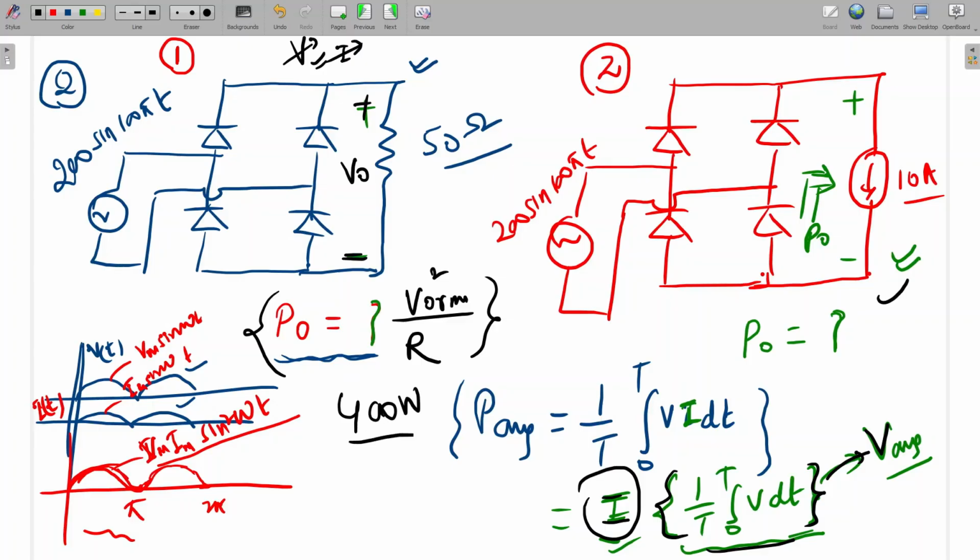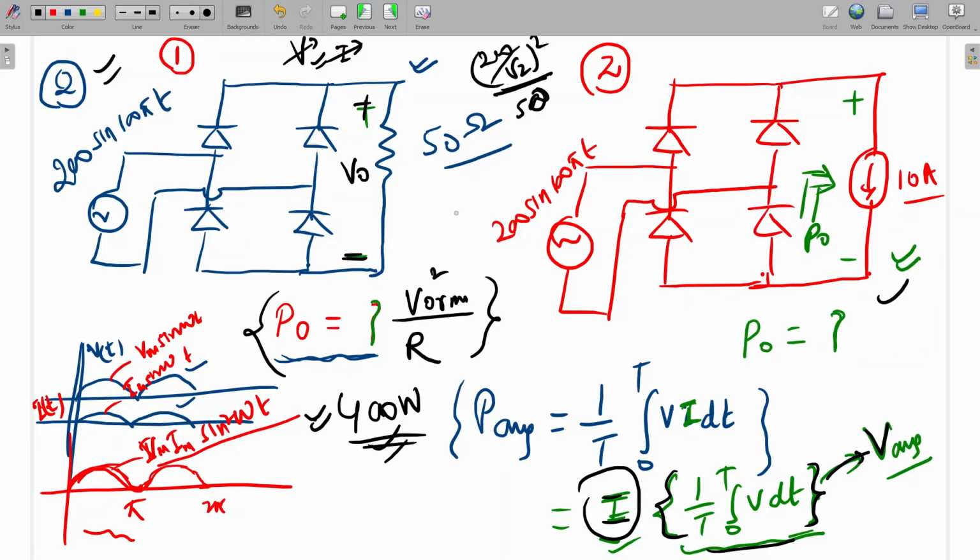VRMS is nothing but 200 by root 2. Here the maximum value is 200. So this will be (200 by root 2) whole square by 50. So this will be 400 watt. With this, VO RMS is 141.421 volts. So 400 watt is the correct answer. This is also a previous year GATE question. So this is a fundamental question where we have to be careful.